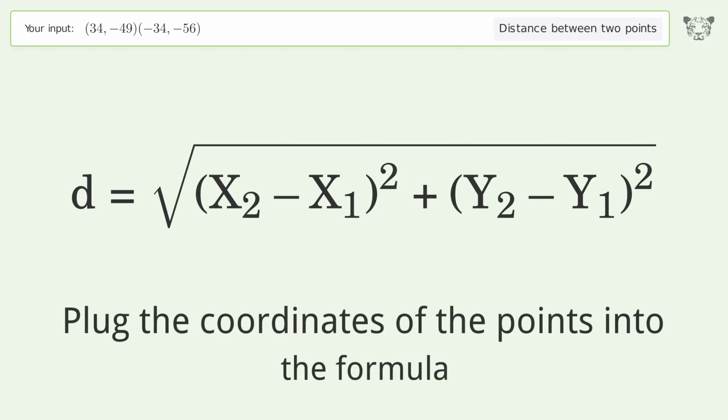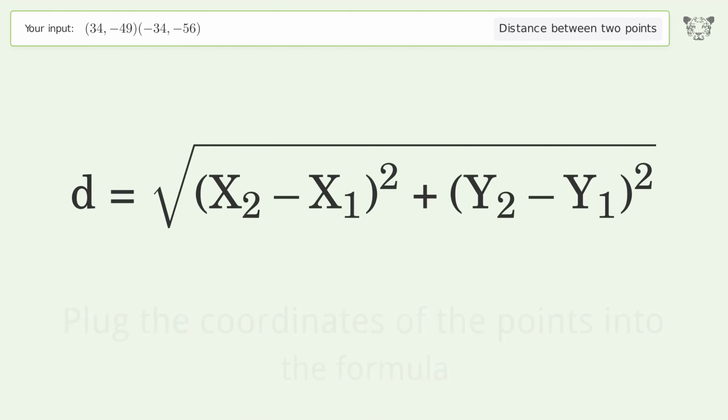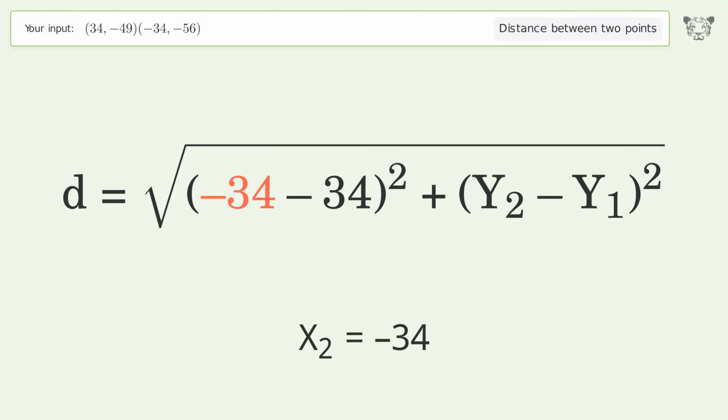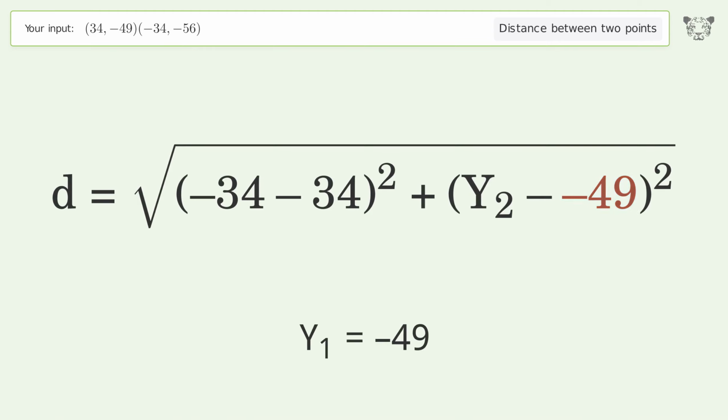Plug the coordinates of the points into the formula. x1 equals 34. x2 equals negative 34. y1 equals negative 49. y2 equals negative 56.